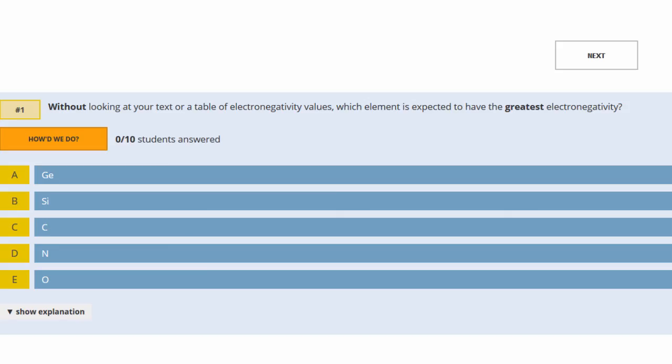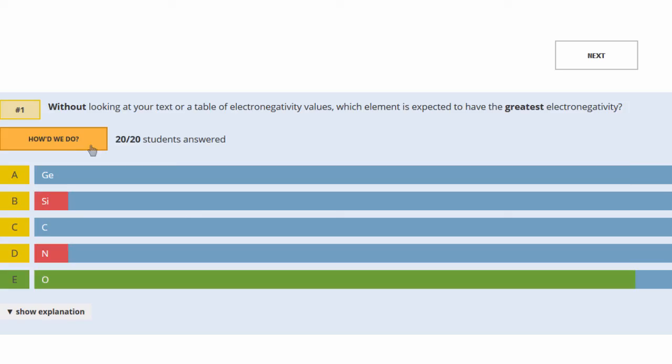So if we do not have a table of electronegativities, and you look at the periodic table, which element would you expect to have the greatest electronegativity? 5, 4, 3, 2, 1.